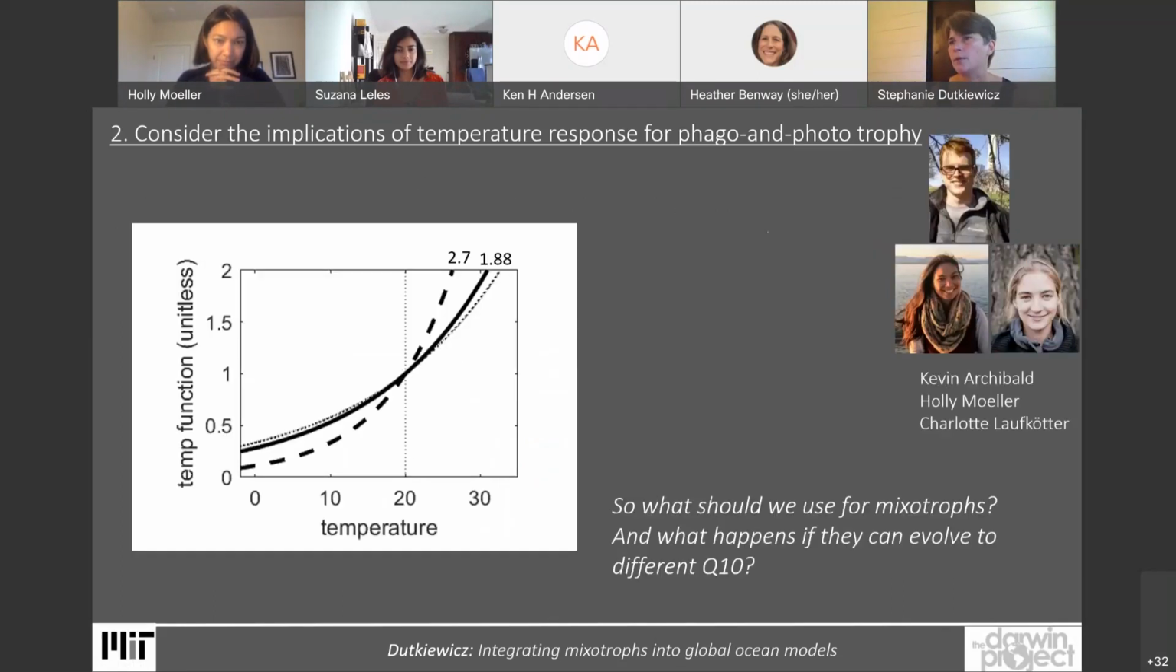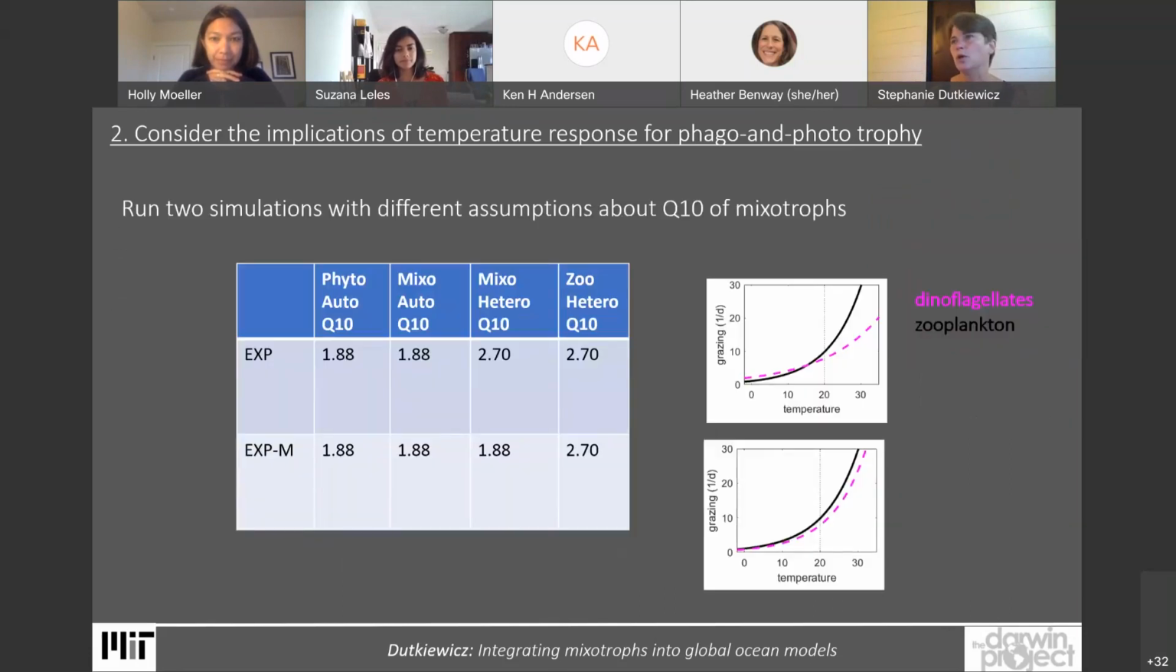This is just a very quick little show of some work together with Kevin Archibald, who's a postdoc with Holly Muller, who's leading this work, and also with Charlotte Love-Hutter. The question is what should we be using for mixotrophs in terms of their Q10, and what would happen if they evolved to have a different Q10 in a future warmer world?